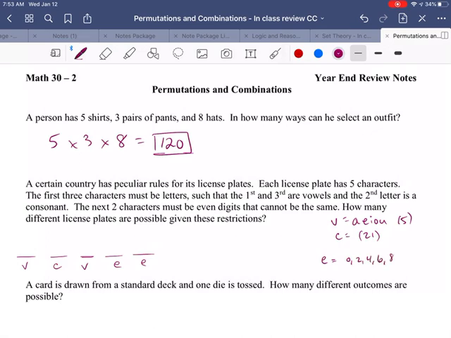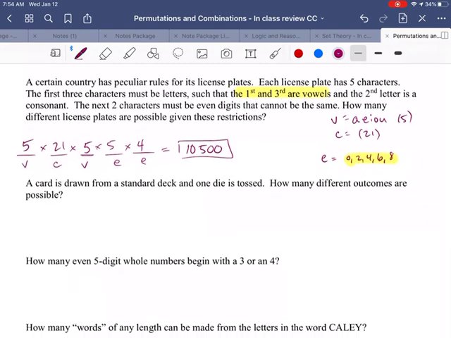All right. So the first 3 must be letters. It doesn't say anything about the vowels being repeated or not, so it's just going to be 5 and 5 in those spots. And then it's going to be 21 for the consonants. And then for the first choice of even, you have 5 choices. Now you can't repeat, so depending on which one you pick, you only have 4 left to choose from. So if you multiply all those numbers together, you're going to get 10,500 ways to make that license plate.